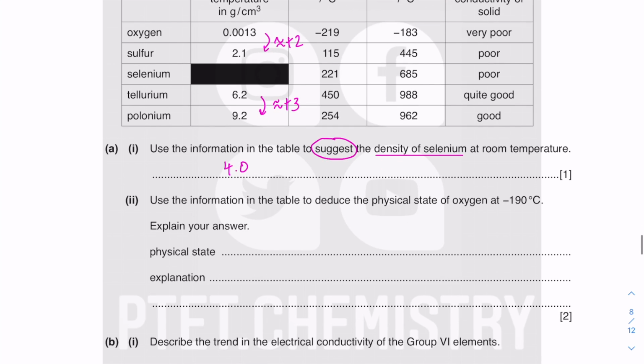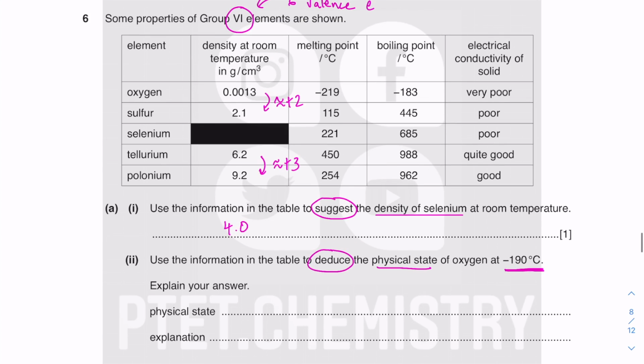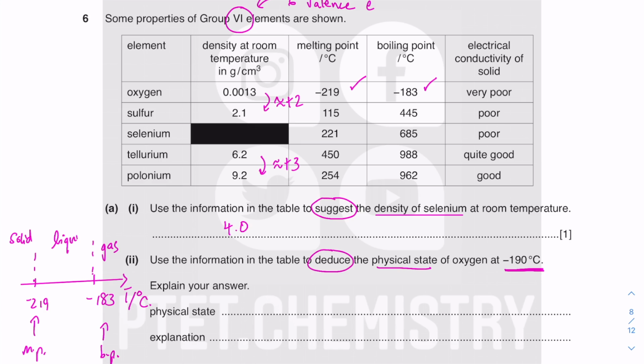Use the information to deduce. Deduce means work out the physical state of oxygen at minus 190 degrees Celsius. Oxygen has a melting point. Oxygen has a boiling point. Remember your topic 1, states of matter. So temperature in degrees Celsius. Minus 219 is lower than minus 183. So this is the melting point. This is the boiling point. If it hasn't melted, then it's a solid. If it already boiled, then it's a gas. Anything in between is going to be a liquid.